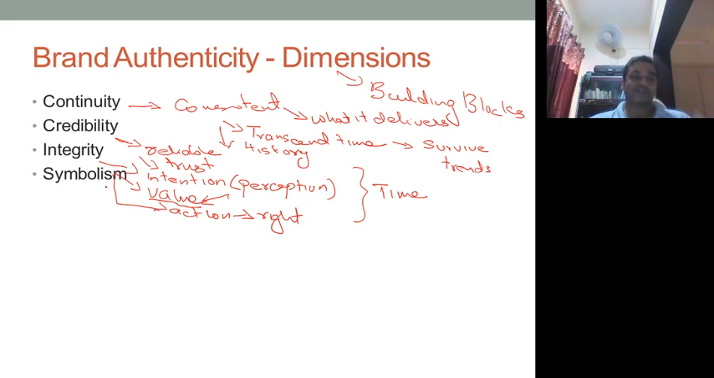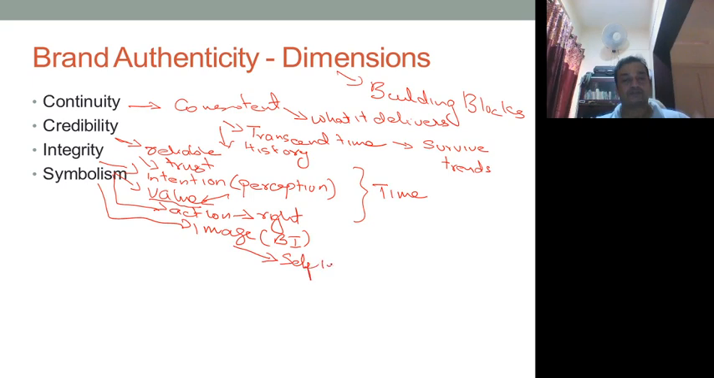So what is symbolism? Now, symbolism is a difficult construct, I would say, and it is directly related with the image. It talks about brand image. So how well the brand is able to connect with the self image of the consumers. Every consumer has a self image, and how well the brand is able to connect its image with the self image of the consumer. So when we talk about self image, there are two kinds of self image. One is the actual self image, and another type of self image is the aspirational self image.